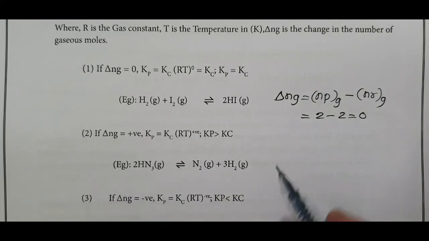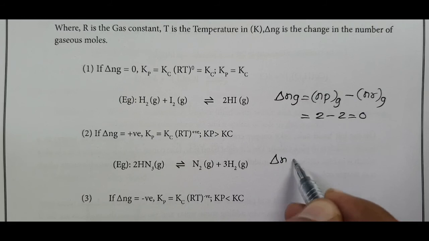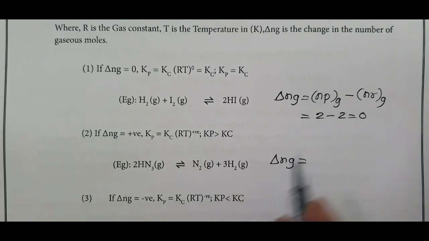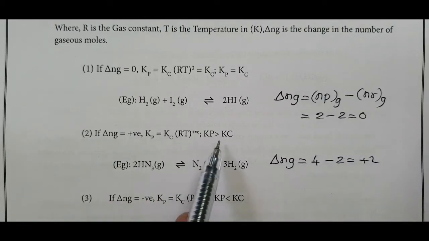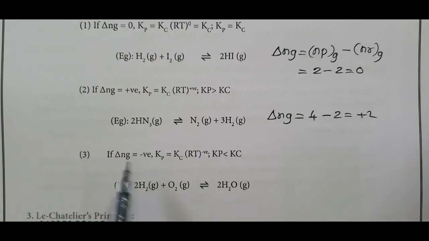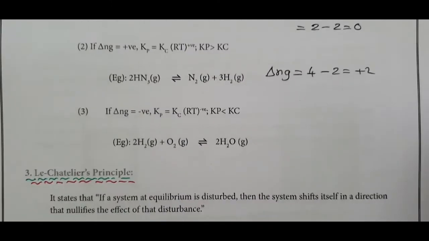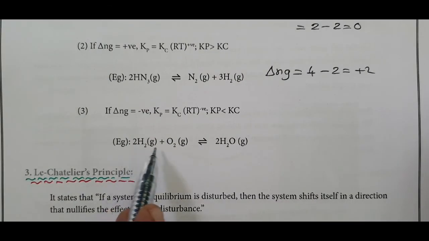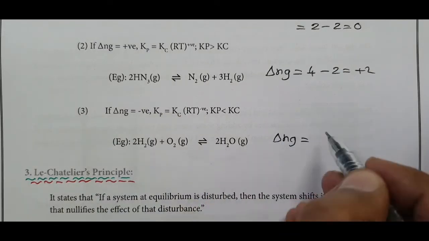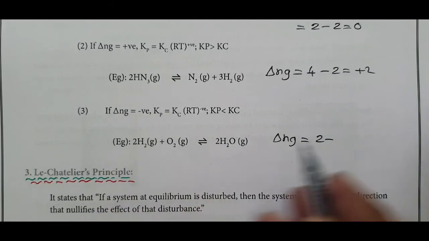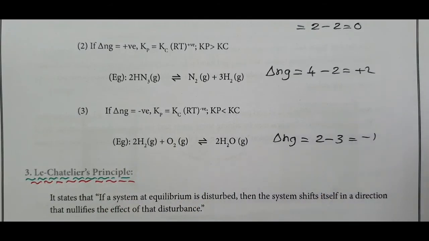For the decomposition of ammonia, we can calculate the delta Ng value. Delta Ng equals 3 plus 1 equals 4 gaseous products minus 2, equal to plus 2, a positive value. Kp is greater than Kc. If delta Ng is a negative value, Kp equals Kc into RT power negative, that means Kp is less than Kc. 2H2 plus O2 gives 2H2O. Delta Ng equals number of moles of gaseous product minus number of moles of gaseous reactant, equal to minus 1.